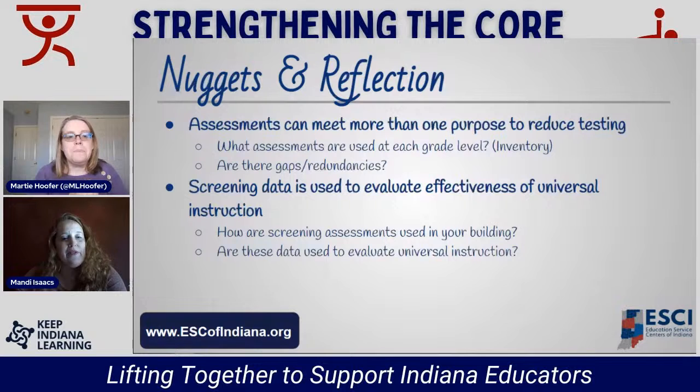The second big nugget for me was that screening data is used to evaluate effectiveness of universal instruction. A lot of times our educators are looking at screening data to identify students who need extra support. But here our authors are using that screening data to look at the universal tier and see where our gaps or our weaknesses are, to be able to make that stronger. Yes, completely. Because like you said, and like Cindy and I talked about, if our tier 1 is not strong, our tier 2 and tier 3 are not going to be as effective. We need to make sure we're evaluating not just our kids, but we're evaluating our instruction.